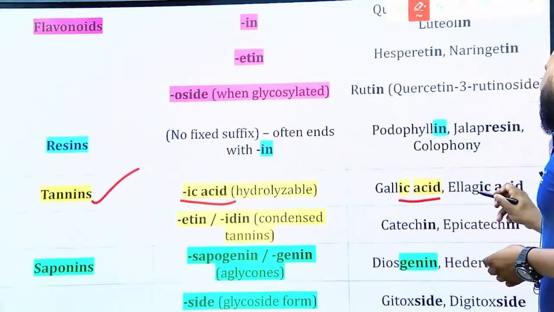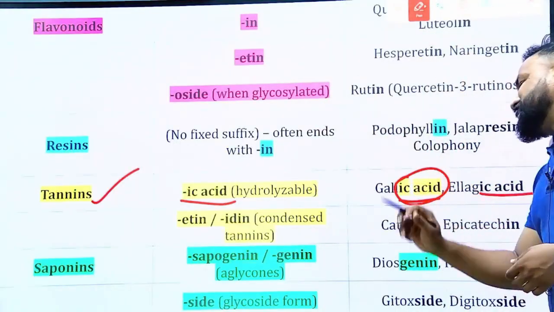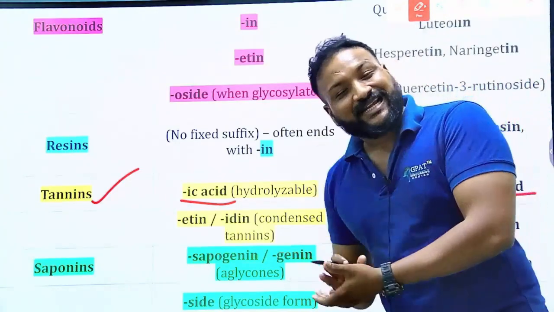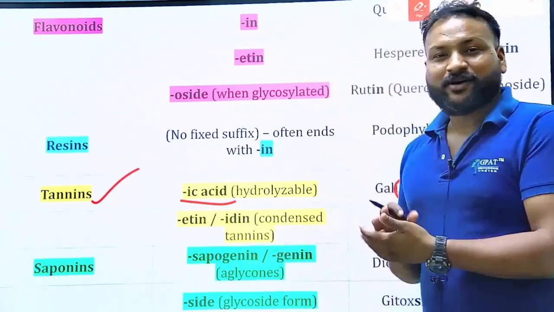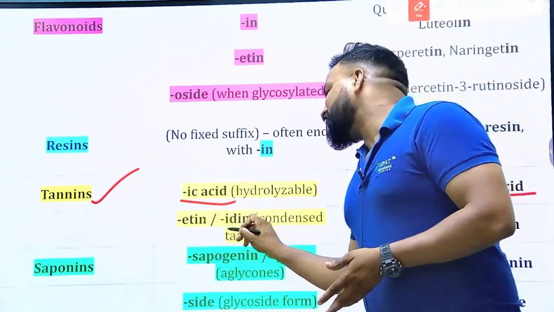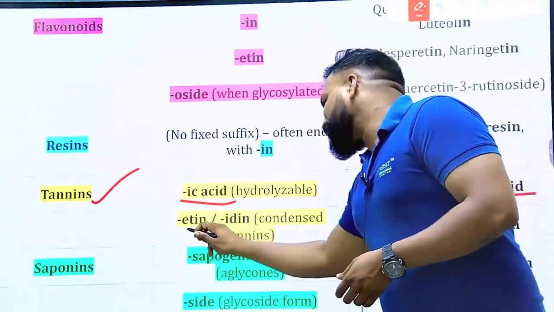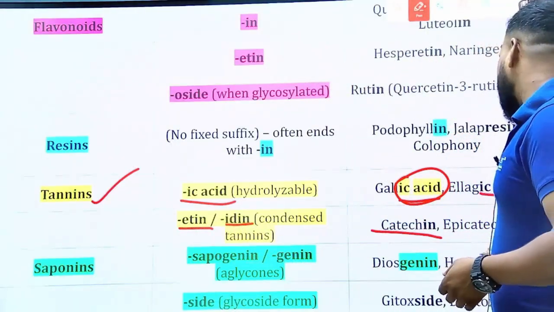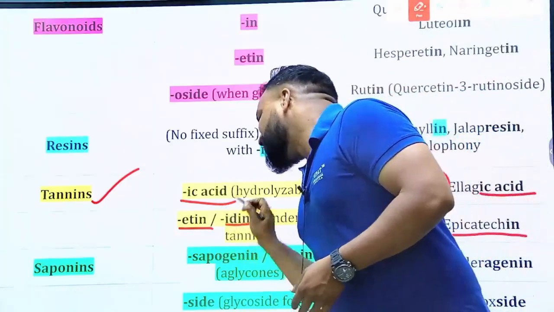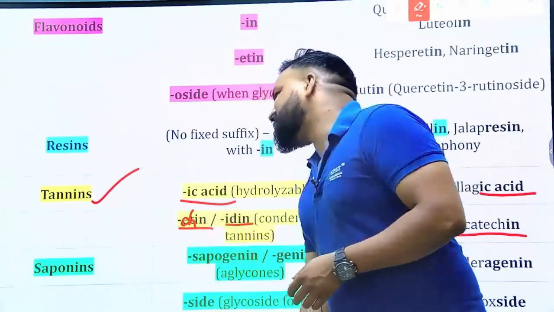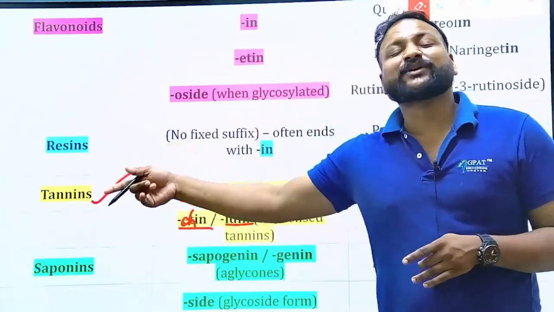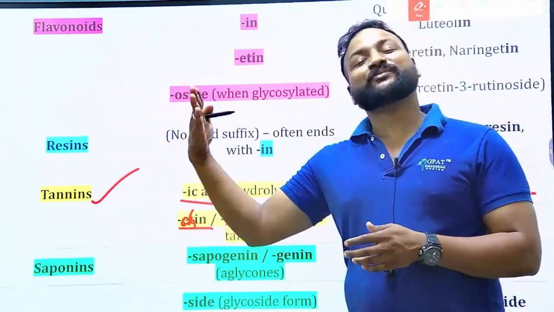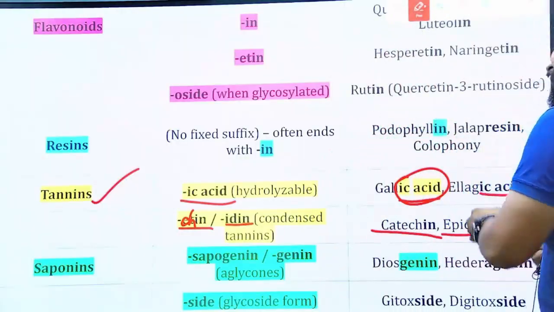Gallic acid and ellagic acid, you can find ic acid, gallic acid and ellagic acid. That is an example for hydrolyzable tannin as well. That is how you can remember. And condensed tannins mostly end with chin. Catechin and epicatechin, they end with chin. Chin means tannin. Catechin is an example for tannin, it belongs to tannin.